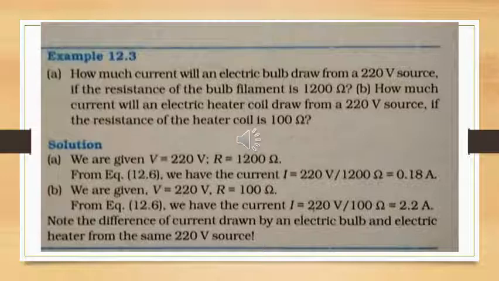It is 0.18 ampere. Now in the second case, voltage is the same and resistance is low. Resistance low means current is high. Let's see the calculation. Current I equals 220 volt upon 100 ohms equals 2.2 ampere. See here the difference of the current drawn by an electric bulb and an electric heater for the same 220 volt source. Why? Because resistance high, current low; resistance low, current high.